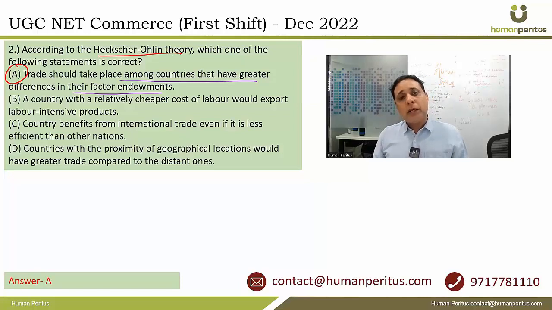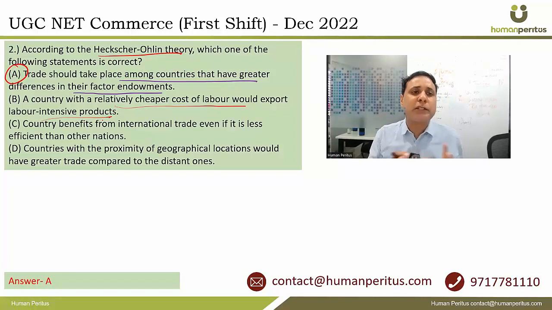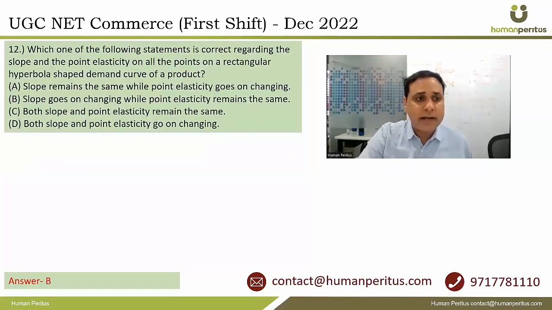इसका मतलब क्या है कि जिन कंट्रीज के पास factors of production are in abundance, they will be exporting, और जिनके पास कम है, they will be importing. Although statement B is also correct, but B is more of an implication of A, but better answer is A only. Therefore, option A is the correct answer.